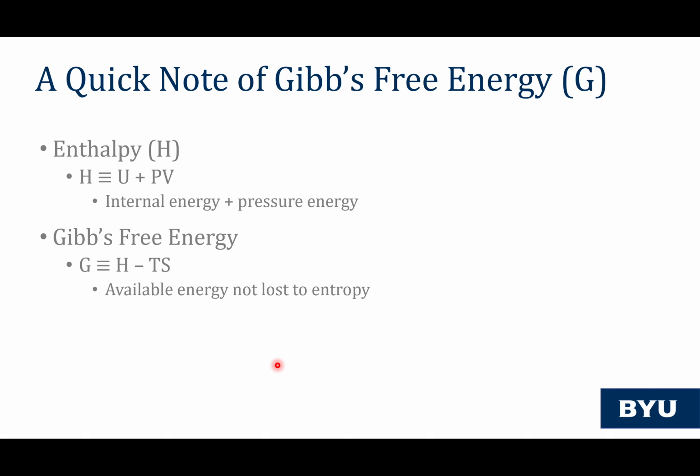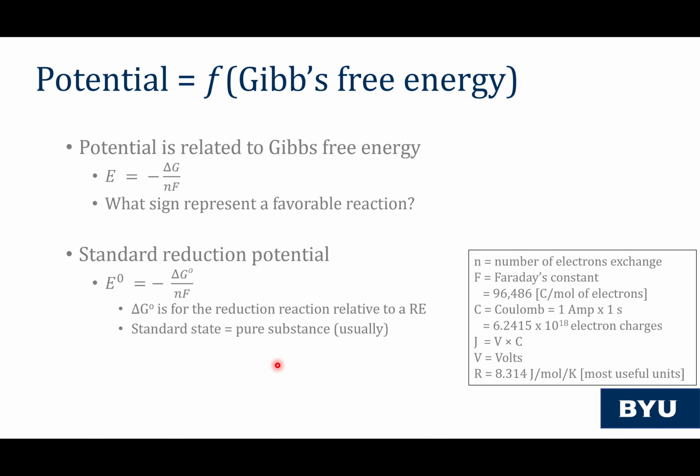A few notes on Gibbs free energy. We define enthalpy as the addition of internal energy and pressure energy, or PV energy. And then we define Gibbs free energy as the enthalpy minus the temperature multiplied by the entropy. And what we can think of as a conceptual idea of what Gibbs free energy could mean is the available energy that isn't lost to entropy. That's why it's known as free energy.